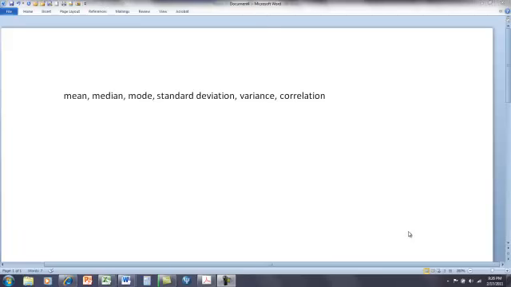This is Dr. Frederick. Just a few comments about these values. The question was, which one of these values could take on a negative value? And the answer is that the mean, the median, the mode, and the correlation can all take on negative values.